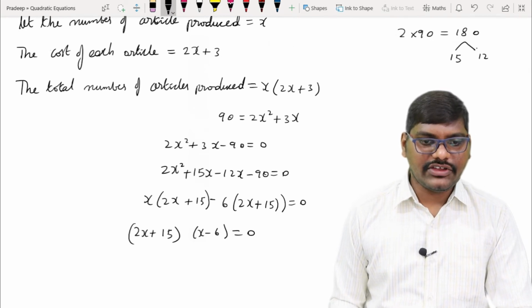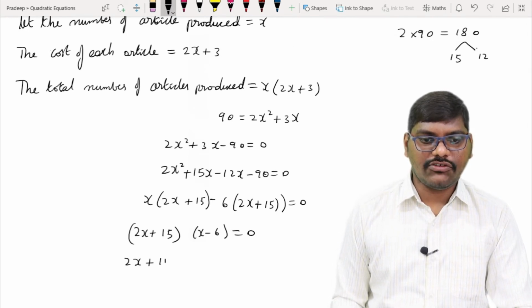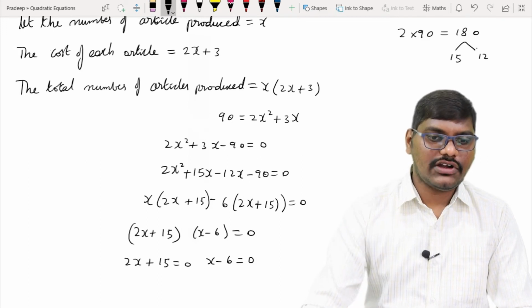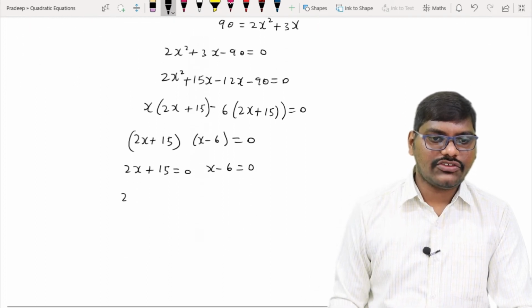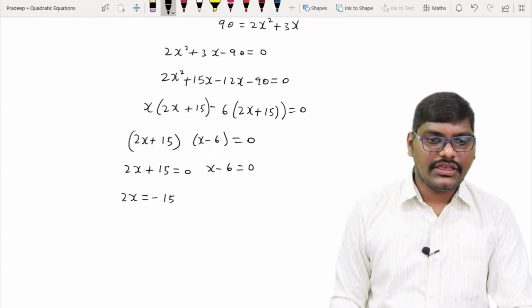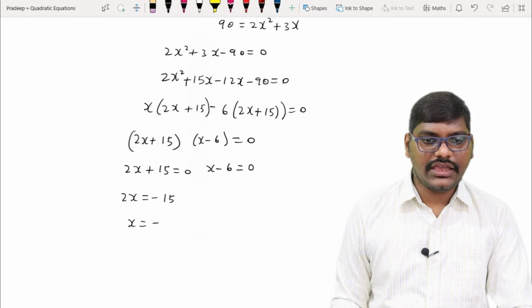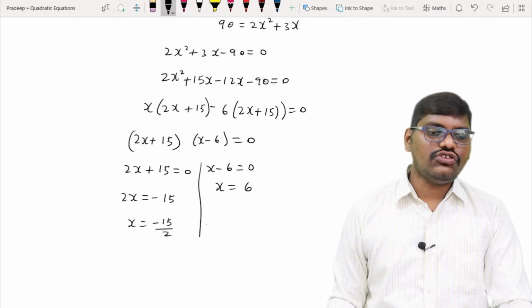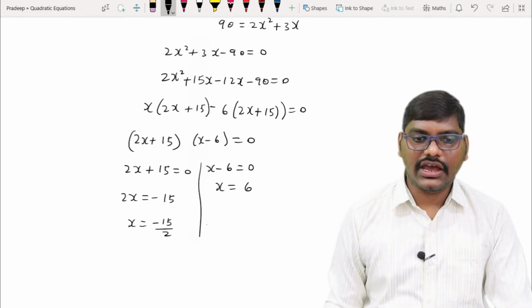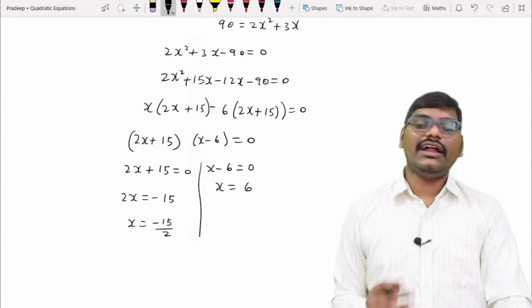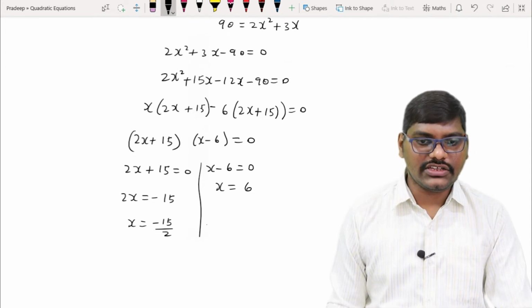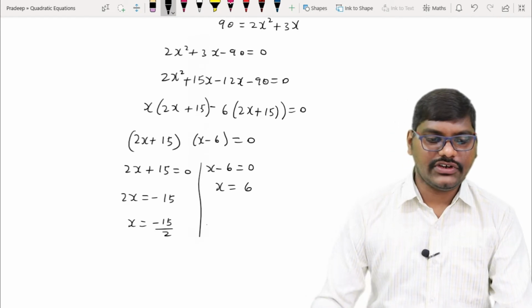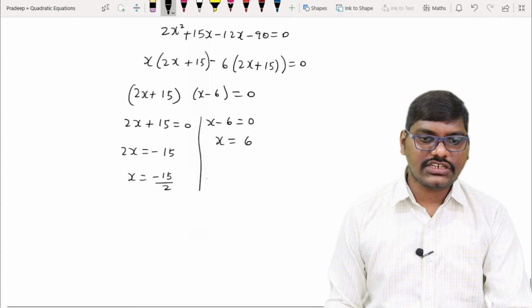Now if I equate these separately, 2x plus 15 equal to 0 and x minus 6 equal to 0, let's see what we get. 2x equals minus 15, so x equals minus 15 by 2, and from the other we get x equal to 6. So the roots are x equal to minus 15 by 2 and x equal to 6. We can't take negative values, so x equal to 6 is the only value we consider.